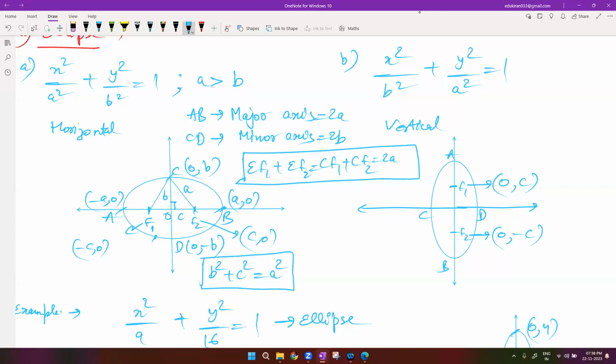So you can find this c as root over a square minus b square. So one coordinate will be (root over a square minus b square, 0). The other will be (minus root over a square minus b square, 0).